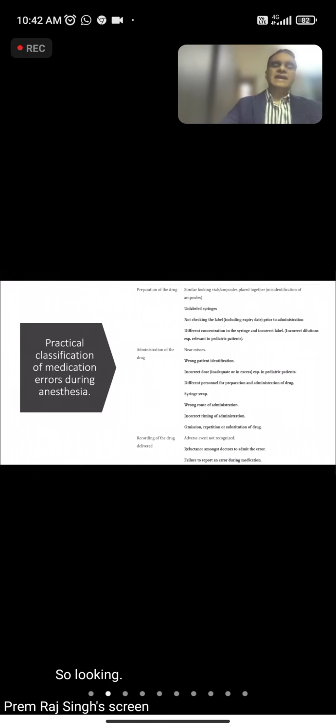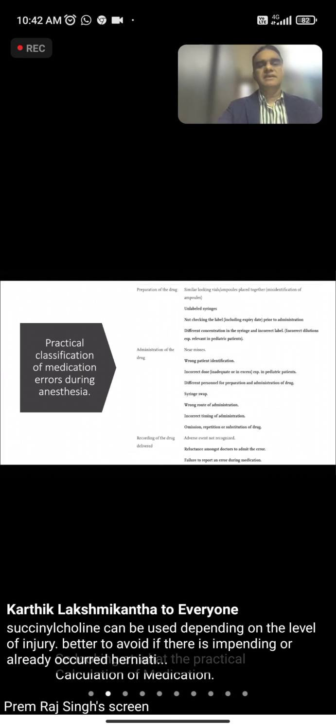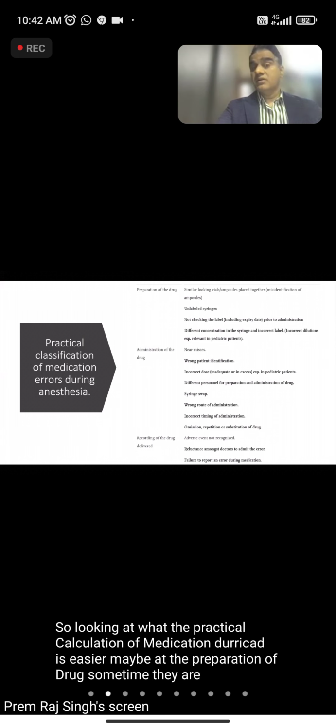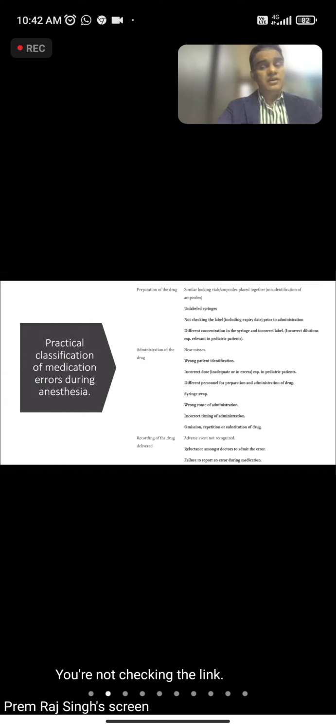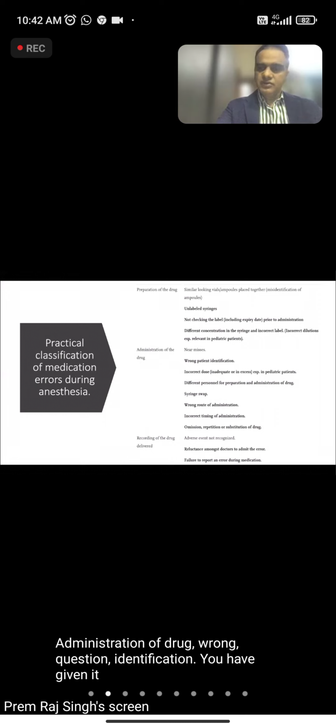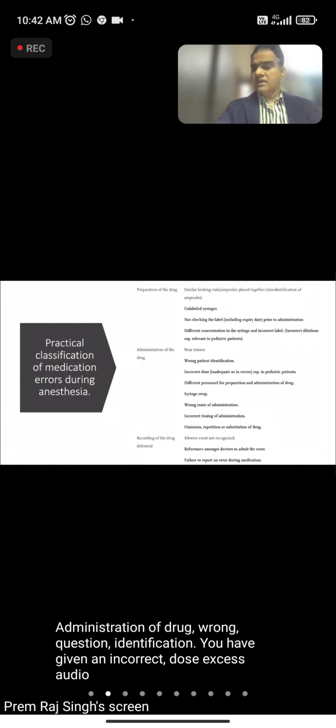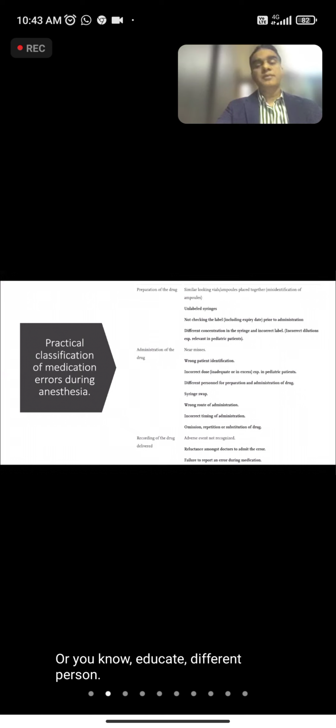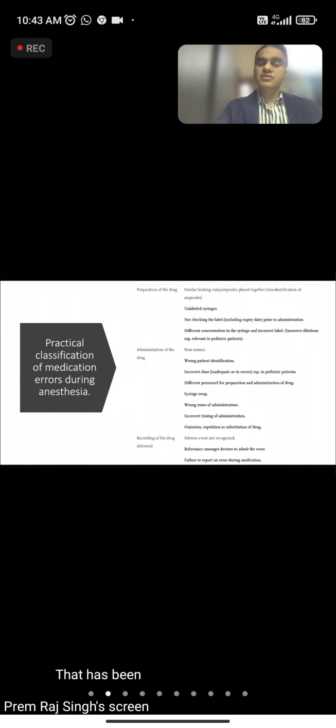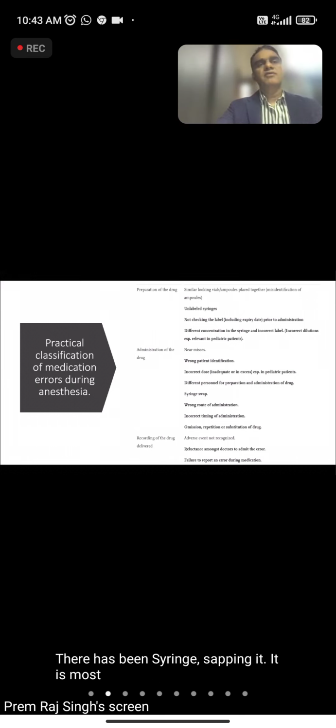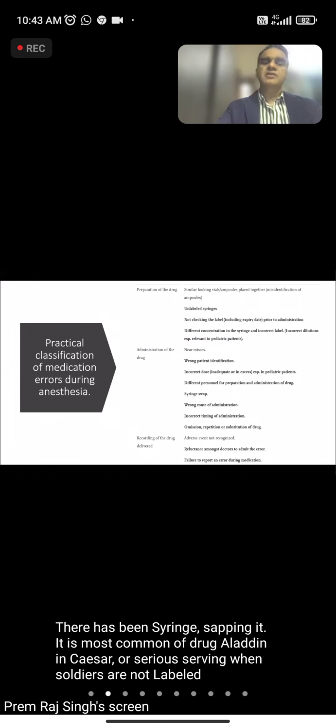Looking at the practical classification of medication errors during anesthesia, maybe at the preparation of the drug, sometimes the syringes are not labeled. You are not checking the label, including the expiry date, prior to administration, and there are different concentrations in the syringe and incorrect labels. In administration of the drug, there may be wrong patient identification, or you have given an incorrect dose, excess or inadequate. A different person has been used for preparation and administration of the drug. There has been syringe swapping. The most common drug error in anesthesia is syringe swapping, when syringes are not labeled and have been swapped.